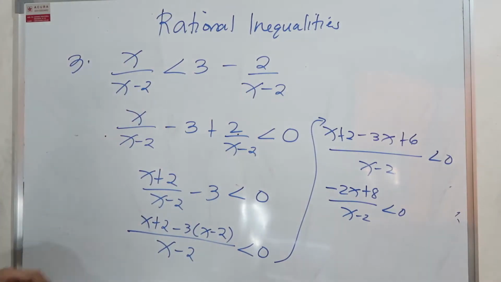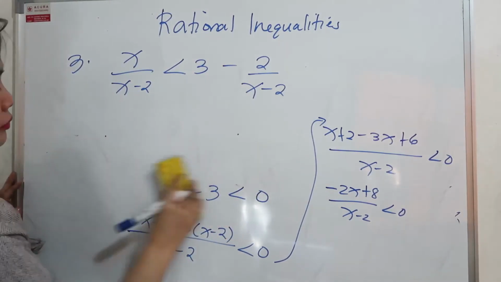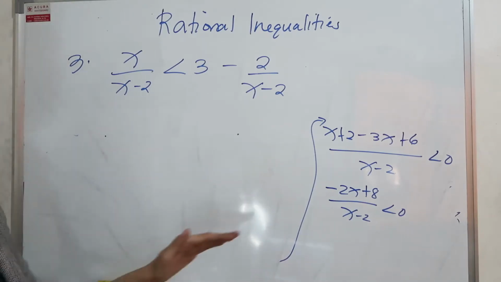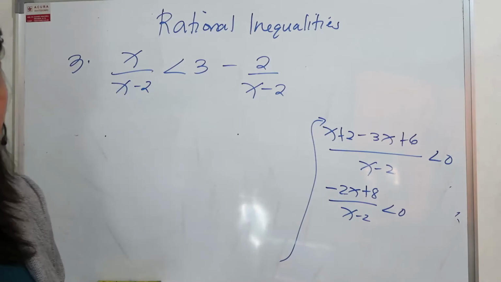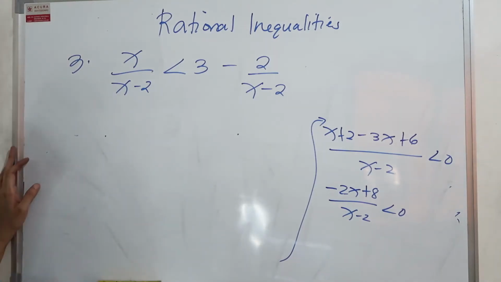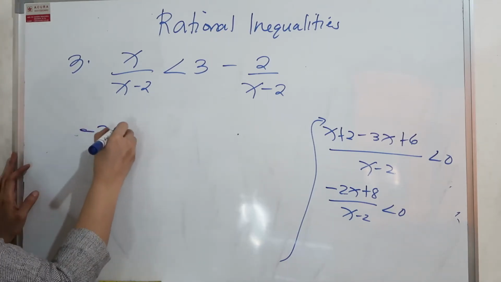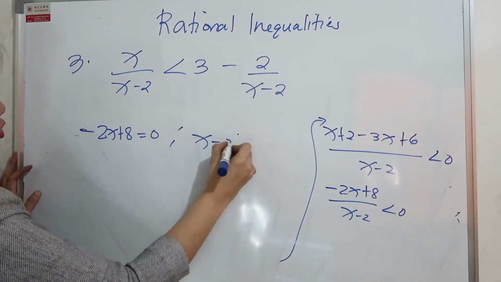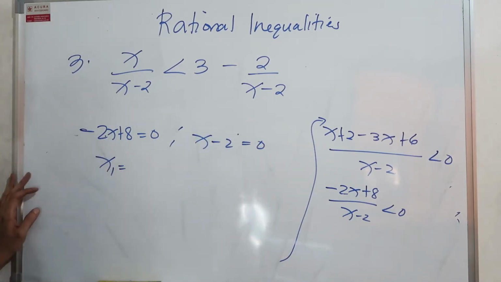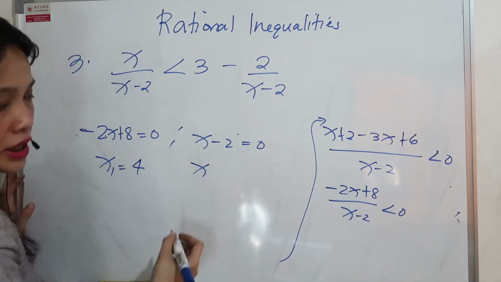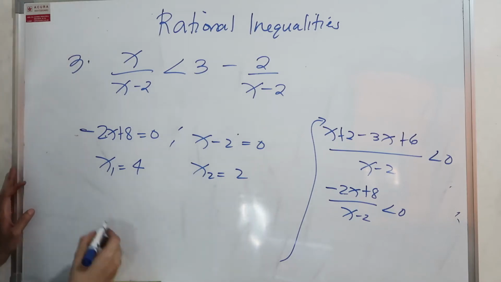Now what's next after this? Negative 2x plus 8 over x minus 2 less than 0. So we have negative 2x plus 8 equals 0, and then another one, x minus 2 equals 0. So the first value is what? 4. And another one is 2. And then draw a number line.